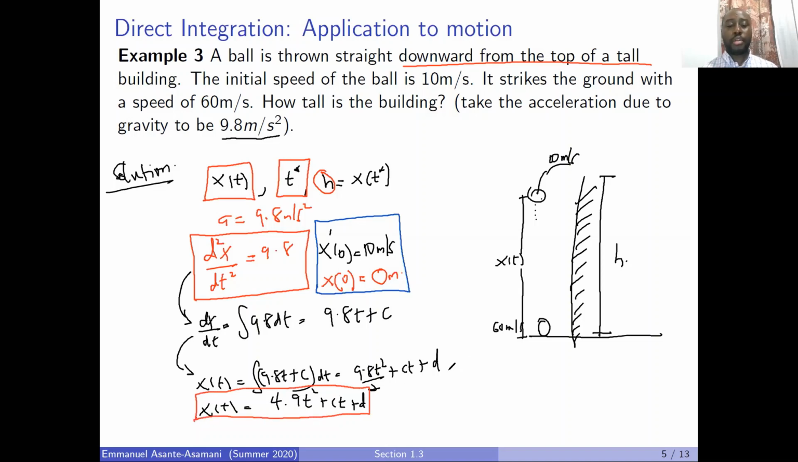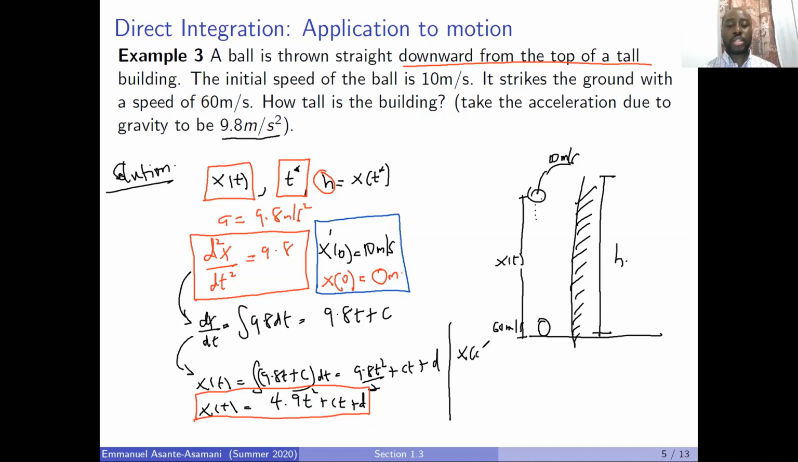Okay, so now we have our position function, except that this is the general position function, right? This is just a general solution. We need a particular solution, right? So we'll go ahead and apply our initial conditions.